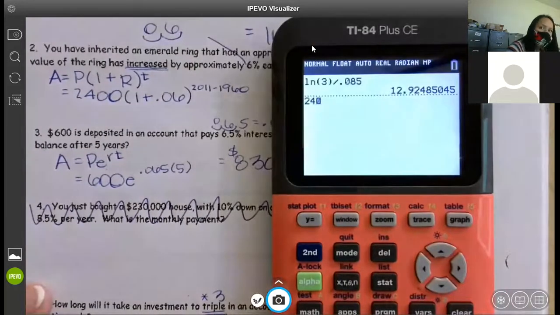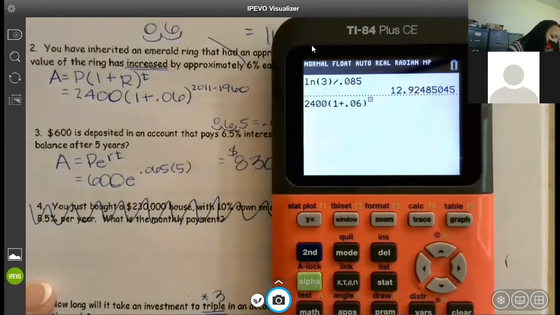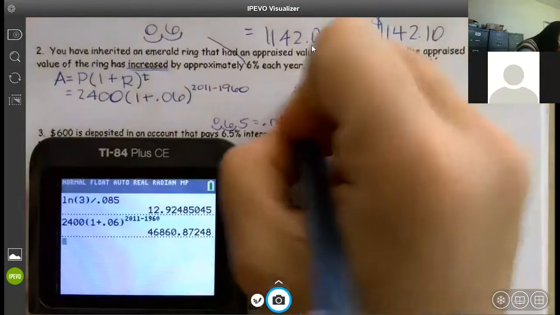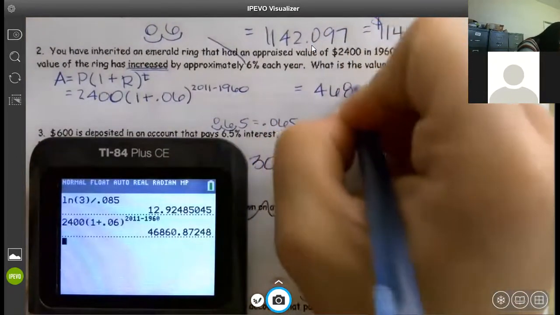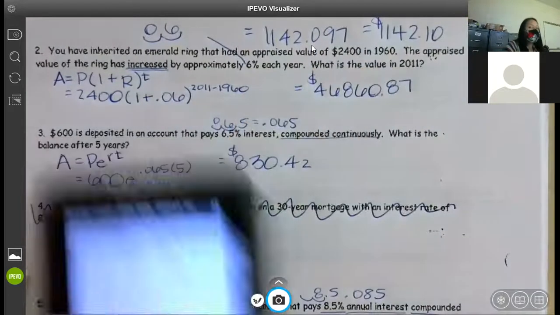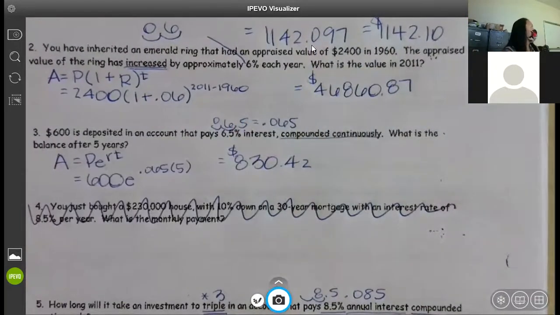So now it's just plugging it in. 2,400, 1 plus 0.06 to the 2011 minus 1960. And we get 4686087. That's how much that ring is worth now. It's probably a pretty big, hefty emerald ring. Is everybody good?